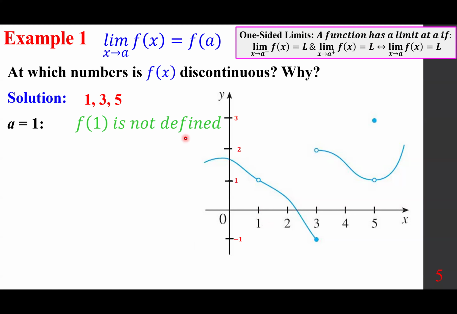It makes it discontinuous. However, just for the sake of argument, what is the limit? As we approach 1 from the left and right here, here's the left going this way, right going this way, we go up and down, and the answer is the y coordinate here. For this point, the y coordinate is 1. So the limit of f of x as x approaches 1 is 1, but the reason it's not continuous is because f of 1 is not defined.